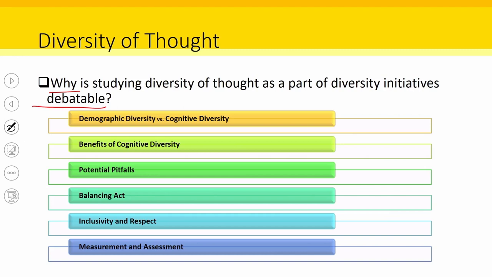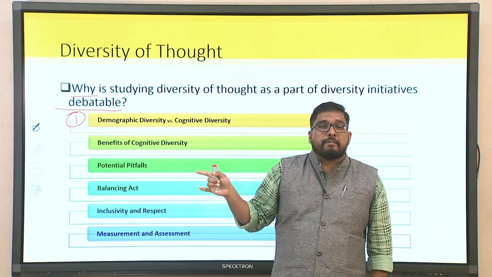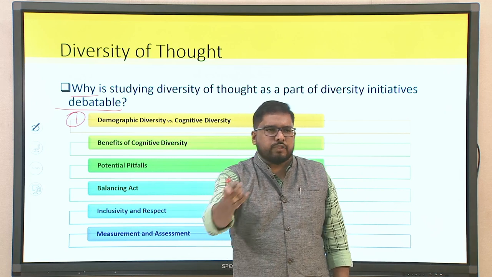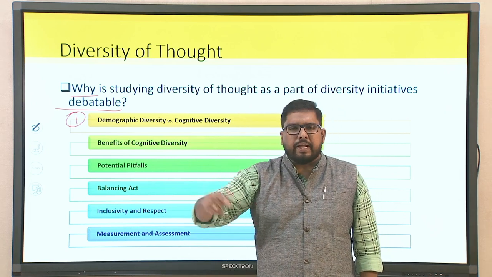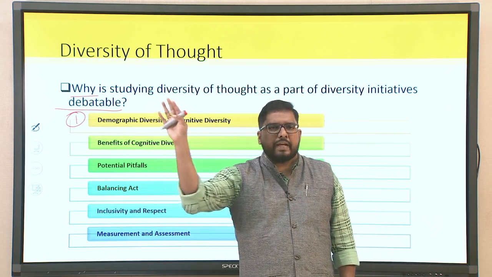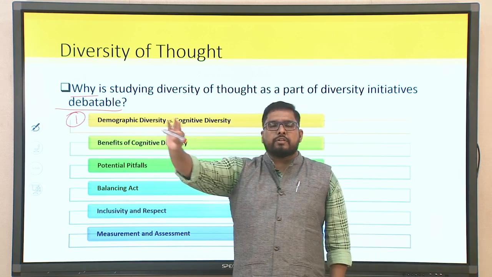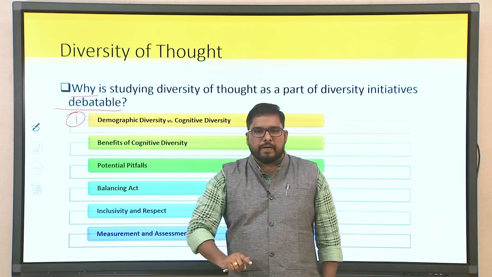Let's look into the first topic, demographic diversity versus cognitive diversity. As we have discussed in detail, demographic diversity is the diversity we all know in layman's language. When we hear the word diversity, what we tend to link it to is demographic diversity. Whatever are the differences in terms of caste, creed, sex, race, the entire set of age, anything related to demography will get addressed in demographic diversity.